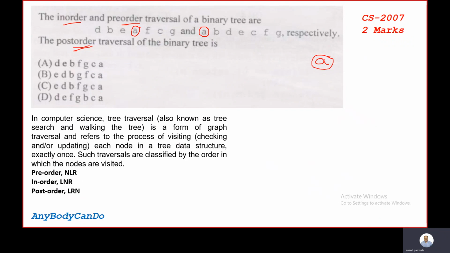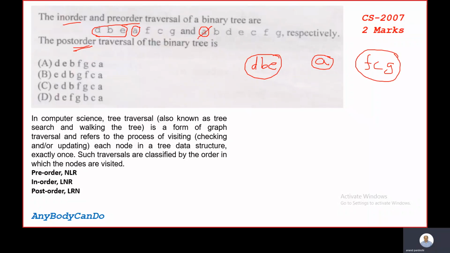So when we know that A is my root node, obviously D, B and E, these three nodes will be the left of A. So D, B, E will be the left of A, and F, C, G will come to the right of A. So this is the pre-order.